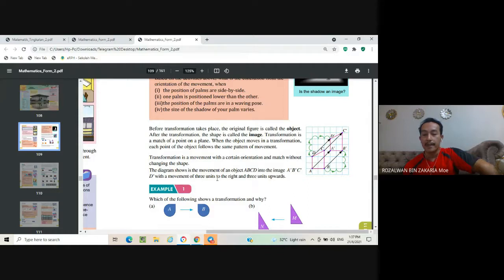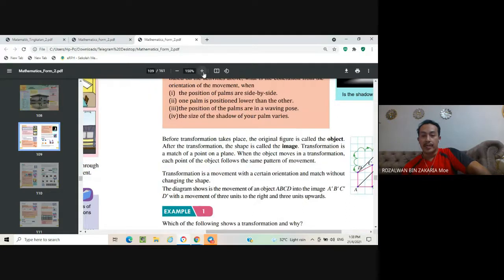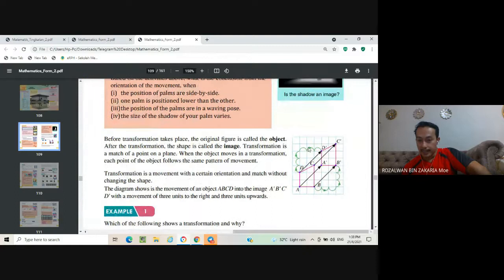So the diagram here shows the movement of the object ABCD into the image. This symbol here we read as prime: A prime, B prime, and C prime. So A prime, B prime, C prime, and D prime is the image of the object A, B, C, D with a movement of 3 units to the right and 3 units upward.